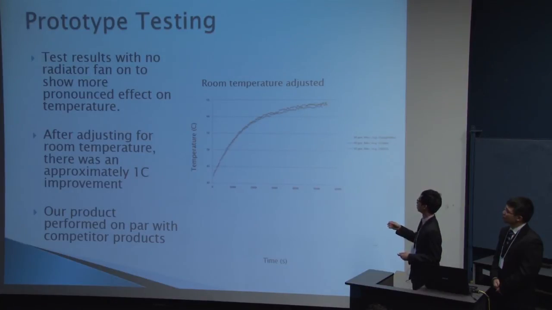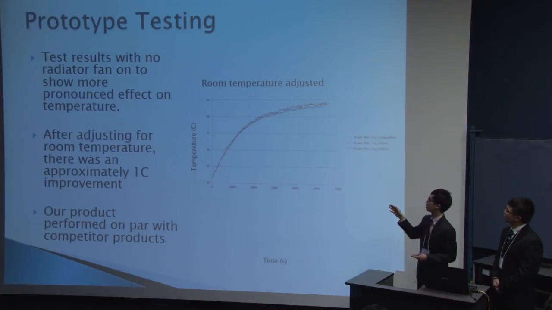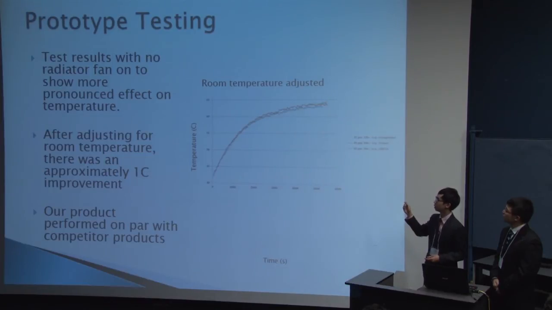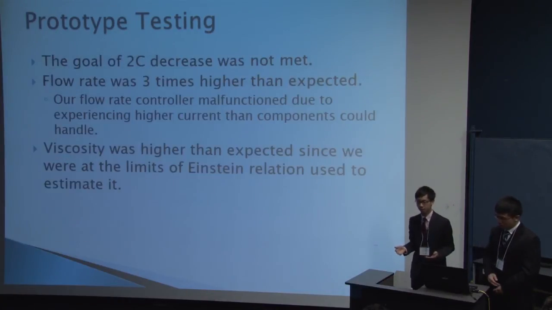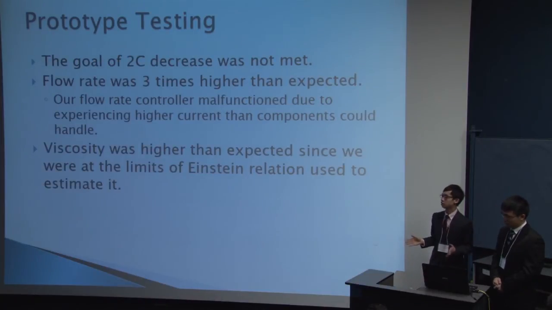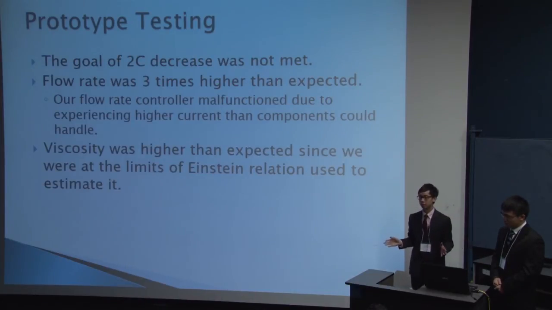The results are shown in the graph here. It's hard to see, but red is water, and green and blue are our fluid and the competitor fluid, respectively. After adjusting for room temperature, there is approximately a 1 degree difference between our nanofluid and water. And our product performed on par with our competitor's product. So unfortunately, the 2 degrees Celsius decrease that we set out for at the beginning was not met.